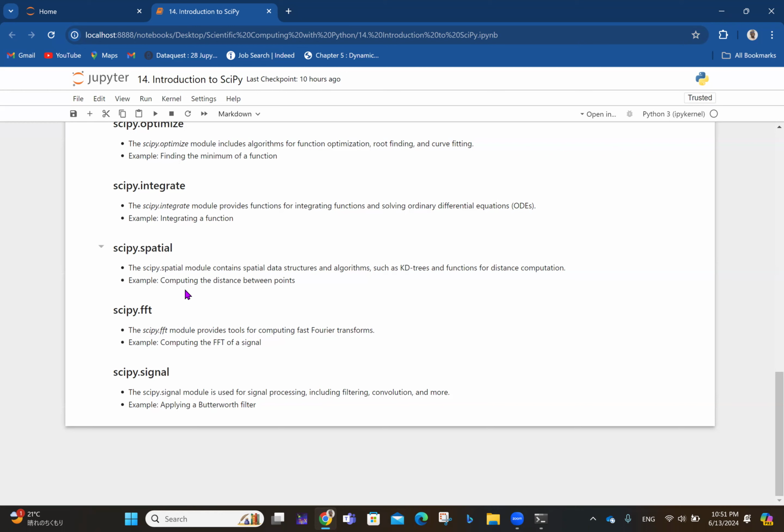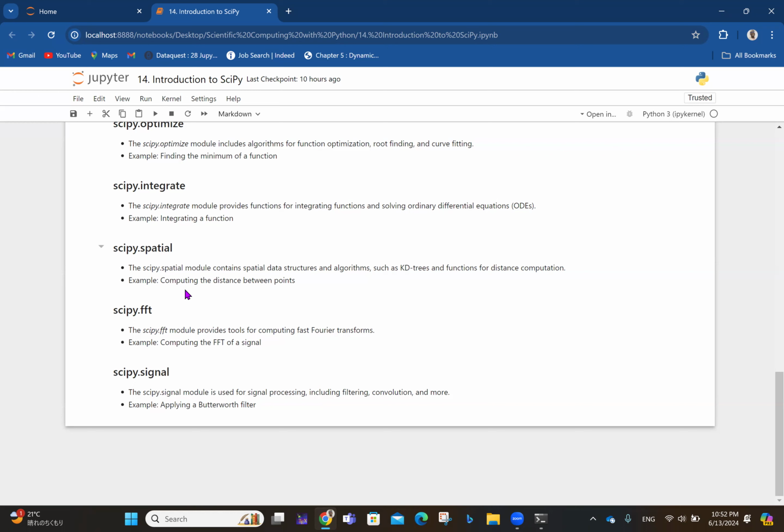We have SciPy Spatial. The SciPy Spatial module contains spatial data structures and algorithms, such as KD trees and functions for distance computation. So maybe you want to talk about some geography, you want to find the distance between 2 points and things like that. SciPy spatial is your go-to. Using longitude and latitude, you can actually find the distance between two locations.